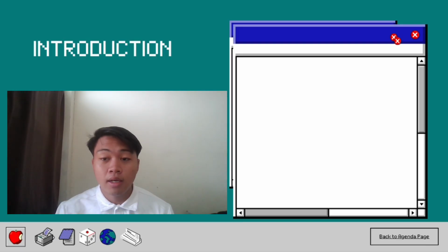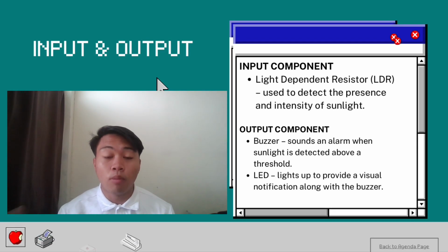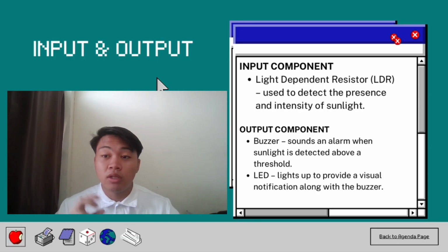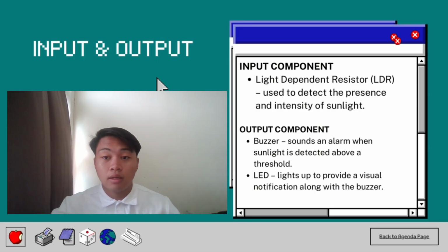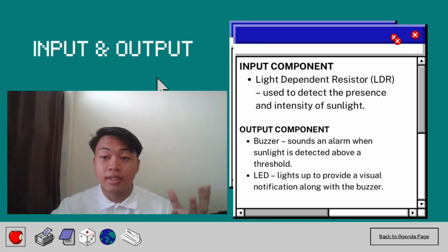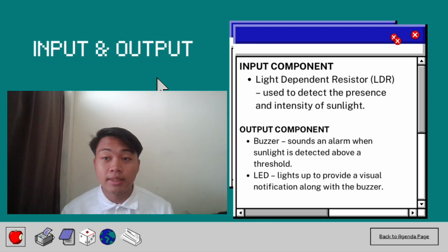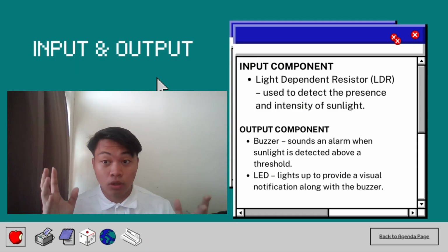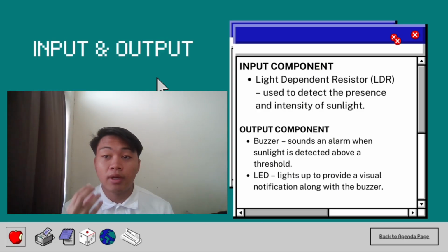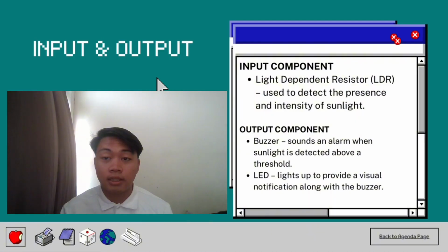So I'm gonna explain the input and output components. It's just a simple mini project. We are using a light dependent resistor, which is LDR, used to detect the presence and intensity of sunlight. And then the output component is a buzzer for sounding an alarm when sunlight is detected above a threshold. And then we also have an LED that lights up to provide a visual notification along with the buzzer.